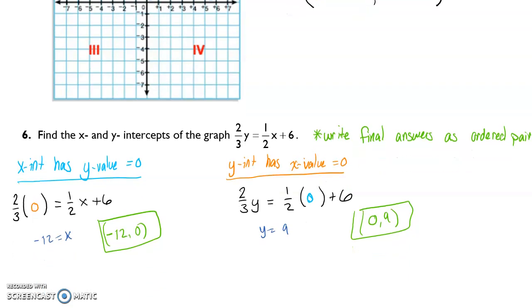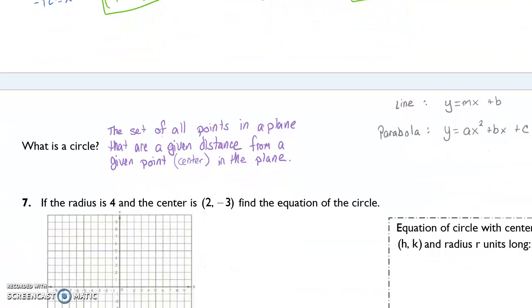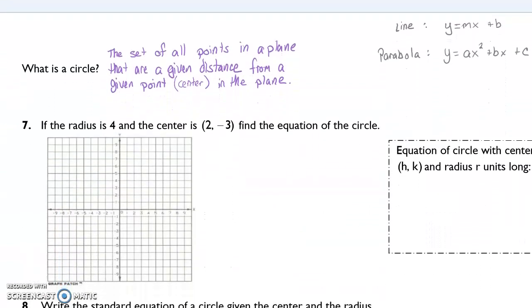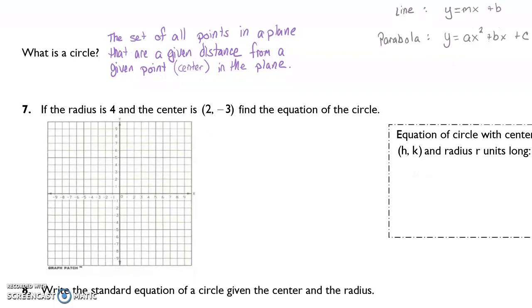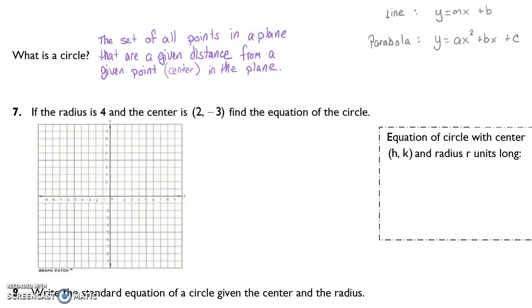What we're going to move on to next is circles. And so let's talk real quick about what is a circle. A circle is a set of all points in a plane that are a given distance, that's our radius, from a given point, that's the center in that plane. And just like with lines and parabolas, we have standard forms for those equations. A line is y equals mx plus b. Parabola, we had ax squared plus bx plus c.